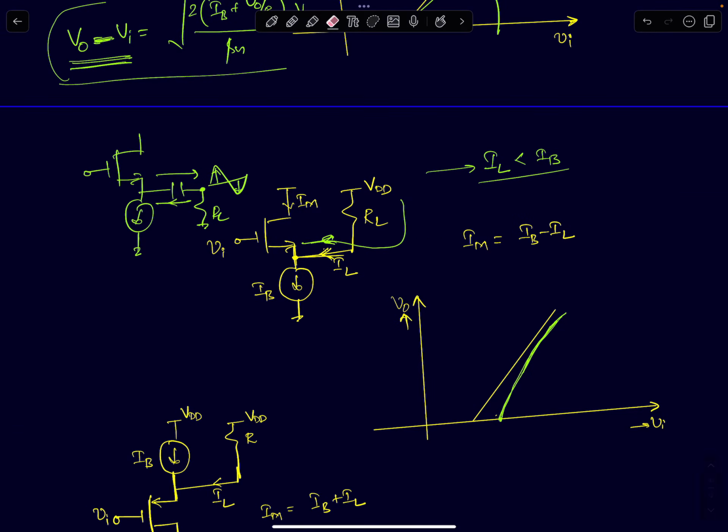But if the MOSFET has to sink current from the supply, then you can see if you write KCL at this node, the current flowing through the MOSFET is given by I bias minus I load. So when your current is flowing through this resistor, because the sum of the two currents is constant, the current in the MOSFET has to decrease. Okay, IM will be equal to IB minus IL. So when your load current becomes equal to the bias current, then the MOSFET's current will become equal to 0. After that your MOSFET is in cutoff, so you cannot expect any more amplifier behavior. So there is a limitation. You cannot sink a current greater than the bias current.